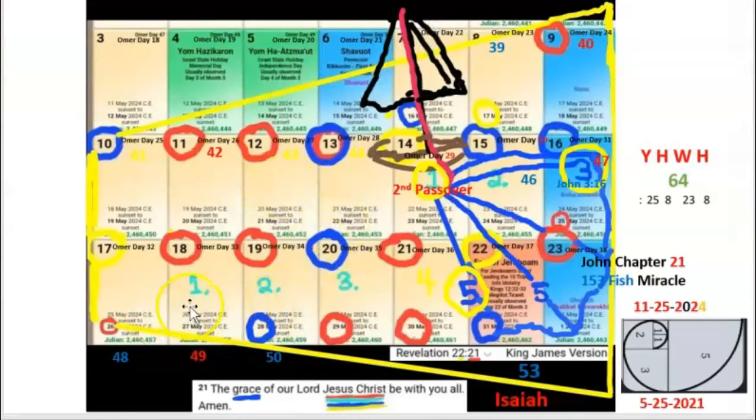So, again, you got 1. So the 26th of May here, you got 1, 2, 3. Okay, and May 30th, that would be the 4th. May 31st, the very last day of May, that was the 5th. So what I did was I put a 5 there, encircled it, and I put 1 for the second Passover, that's 153. And it's like the 153 fish miracle in John chapter 21.